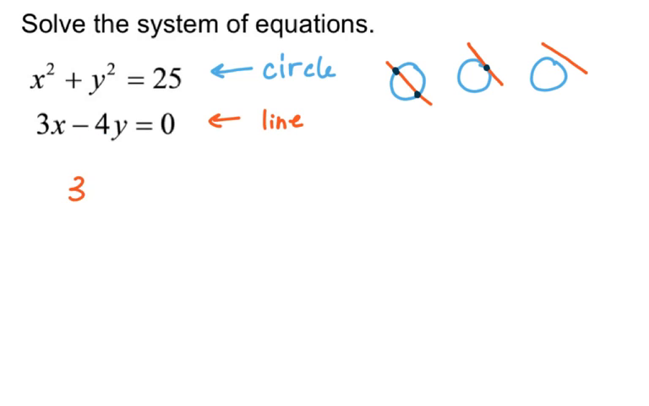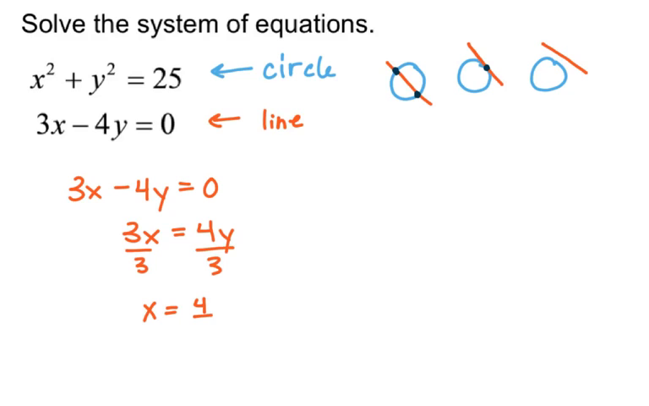So I'm going to say 3x minus 4y equals 0. I'm going to isolate one of the variables. It's very easy for me to say 3x equals positive 4y. It doesn't matter which variable I isolate. In this case, I'm going to divide both sides by 3, and I have that x equals 4/3 y. So I'm going to take that x equals 4/3 y, and I'm going to substitute it into the other equation.